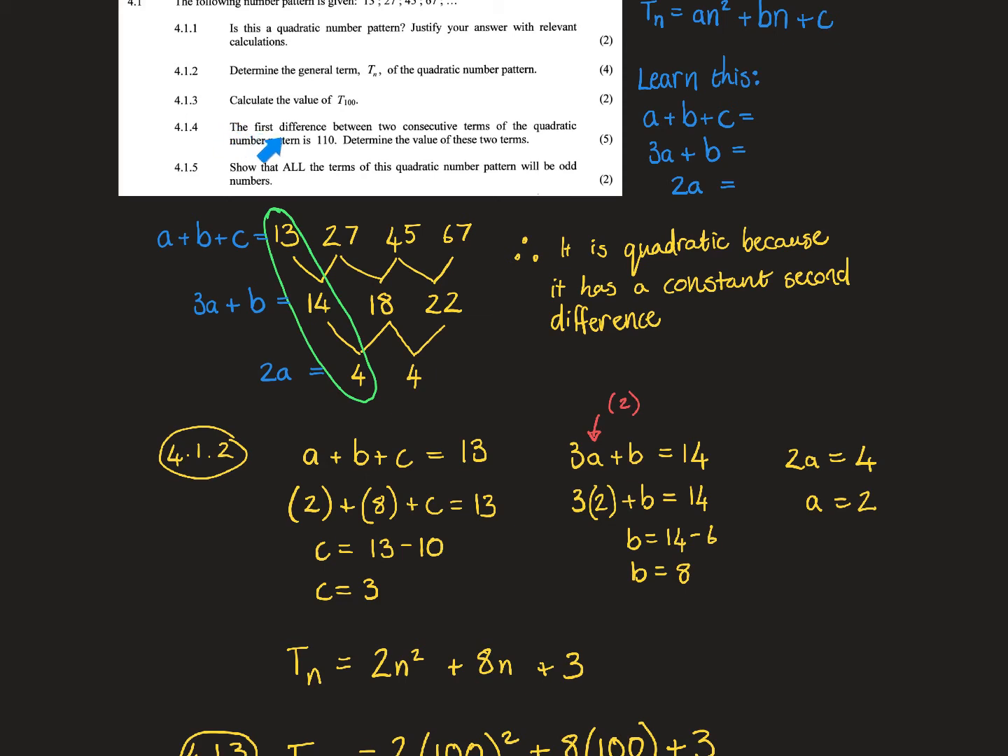The next question, 4.1.4, says the first difference between two consecutive terms of the quadratic number pattern is 110. Determine the value of these two terms. Okay, the first difference is going to be the number that's happening in that first line, so it's the first level of differences, and then the second level of differences. This one's a bit complicated, and it's complicated because we've got to try and find the pattern that's happening in that first difference.